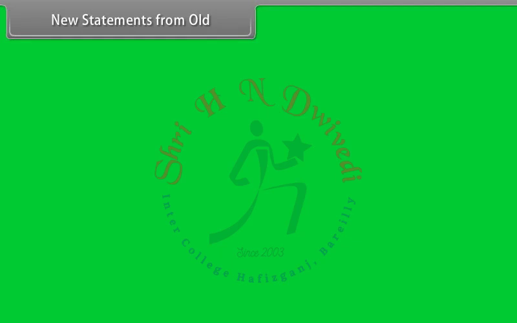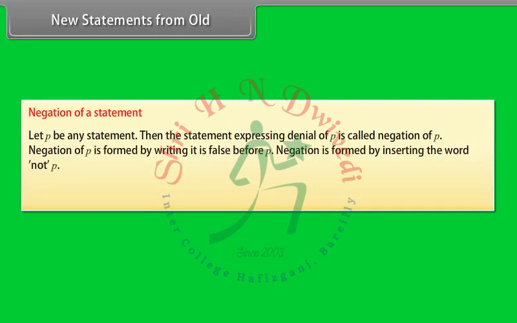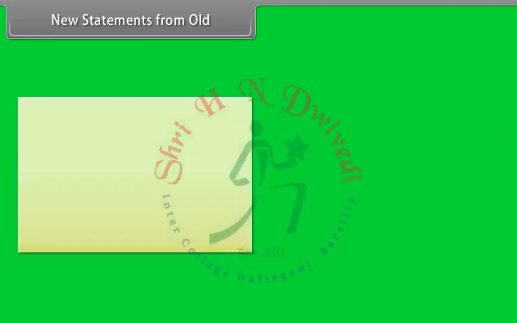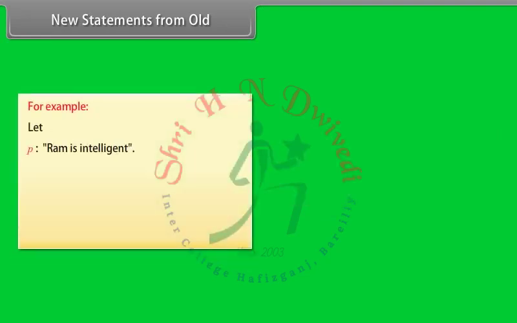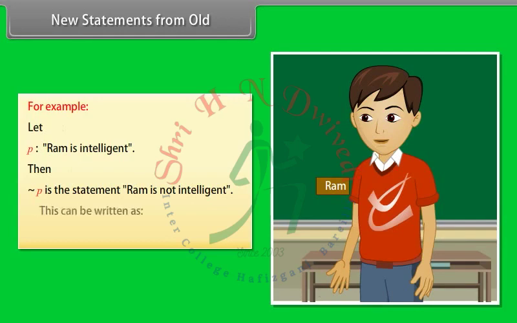New statements from old. Negation of a statement. Let P be any statement. Then the statement expressing denial of P is called negation of P. Negation of P is formed by writing "it is false" before P. Negation is formed by inserting the word "not" in P. Negation of statement P is denoted as "not P." For example, let P be the statement "Ram is intelligent." Then, not P is the statement "Ram is not intelligent," or "it is false that Ram is intelligent."